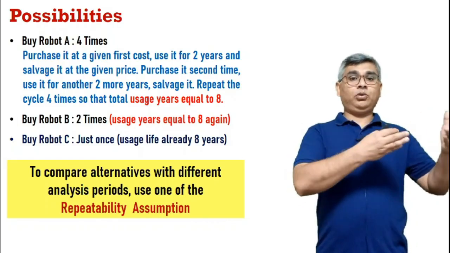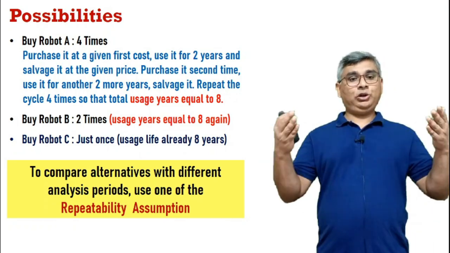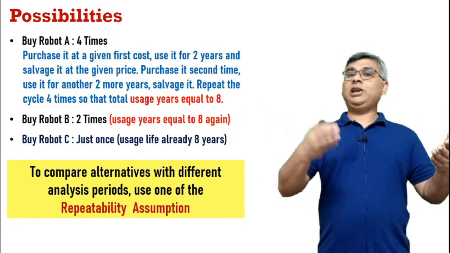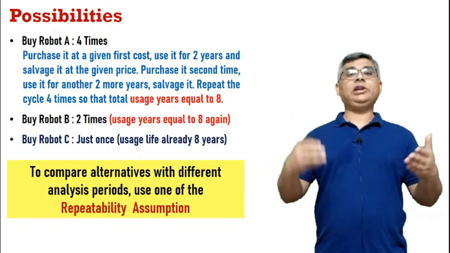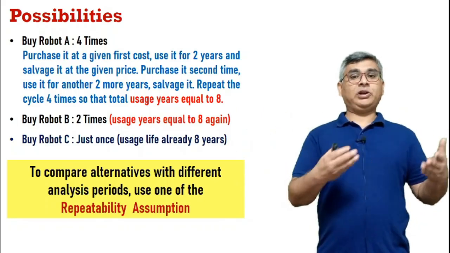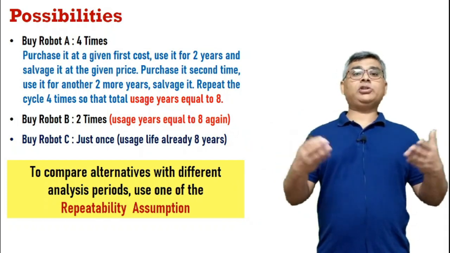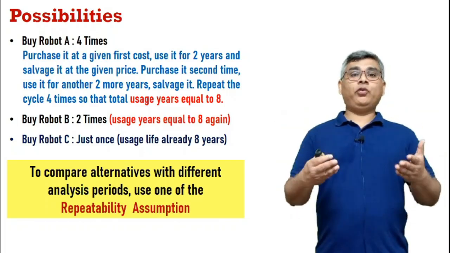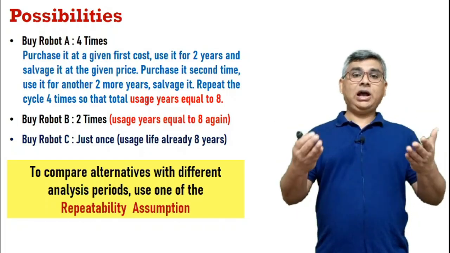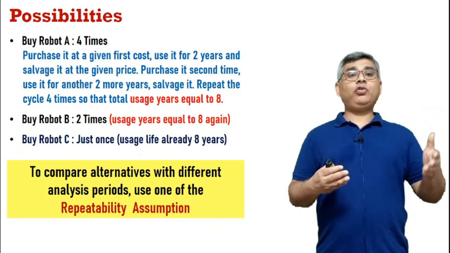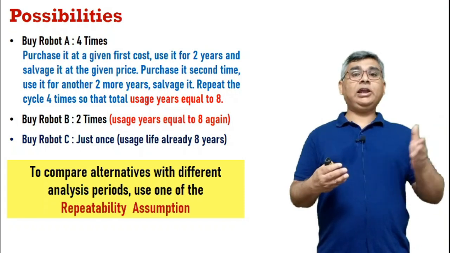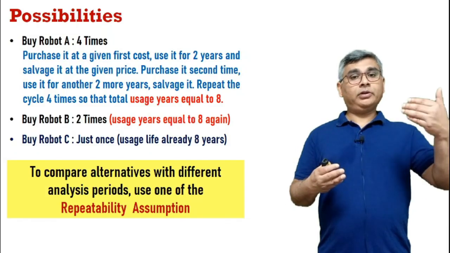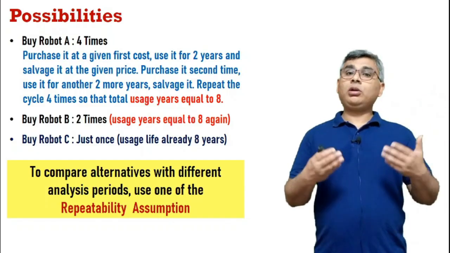Similarly, we can purchase robo B 2 times, as its economic life is given as 4 years. Purchasing it 2 times will make the study period equal to 8 years. There is no need to purchase robo C again and again because its economic life is already given as 8 years. So this is what we mean by the repeatability assumption. It means that the cash flow will repeat again and again if we make purchases over and above the economic life of that particular alternative.